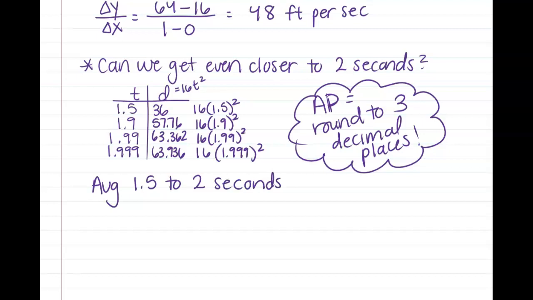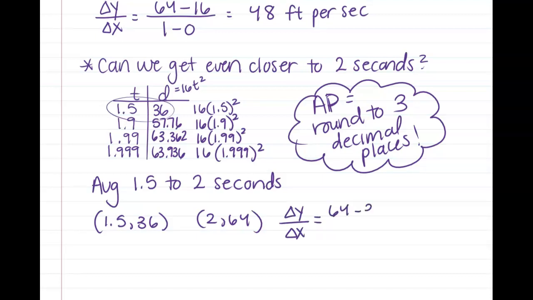So then our points, we have 1.5, 36, and we have 2, 64 using this point and then the table up above. So then our change in y over change in x, or average speed, is going to be 64 minus 36 over 2 minus 1.5, which is 28 divided by 0.5, which is 28 times 2, which is 56 feet per second.